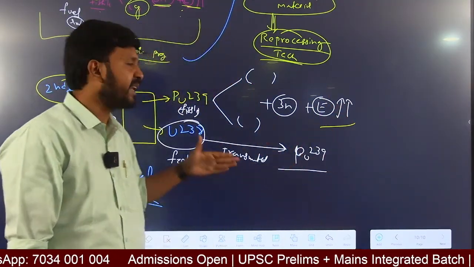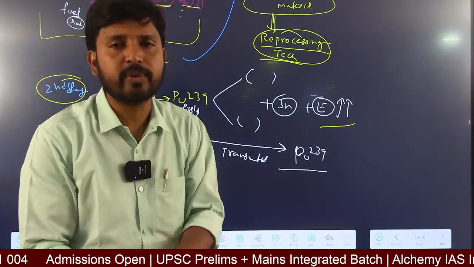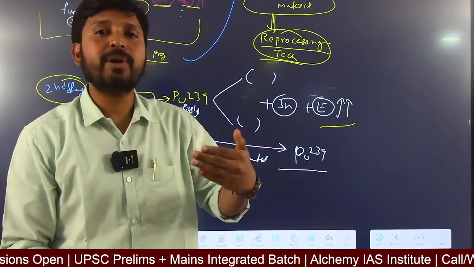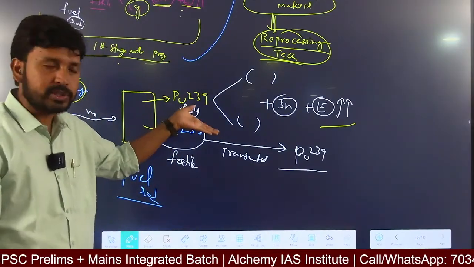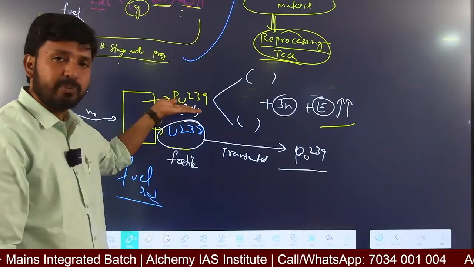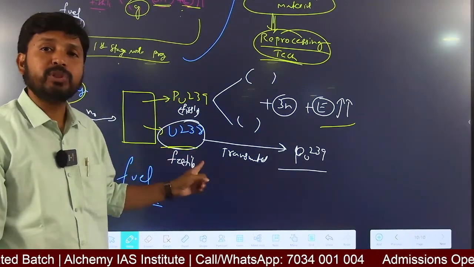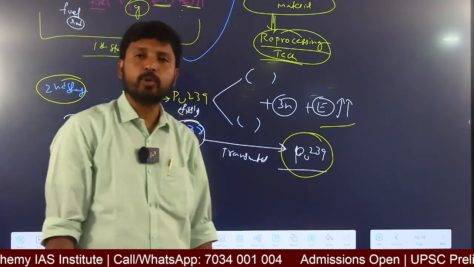Means on one side, with time, this plutonium 239 will be reduced from the fuel rod. That is what happened in the earlier first stage also, where the fissile material uranium 235 was reduced. The same way here also this will be reduced with time. But even though on one side plutonium 239 is reduced, on the other side this uranium 238 is generating huge amount of plutonium 239.